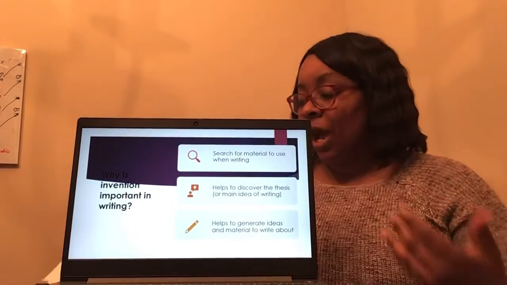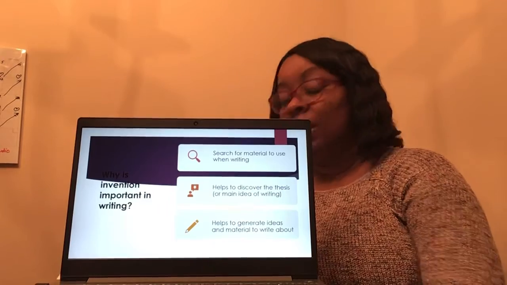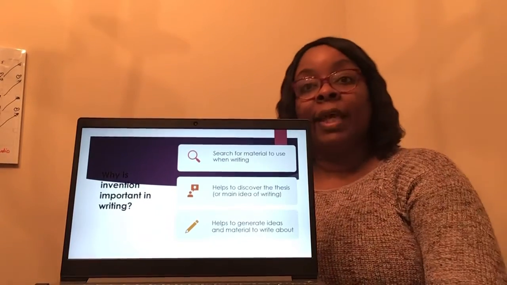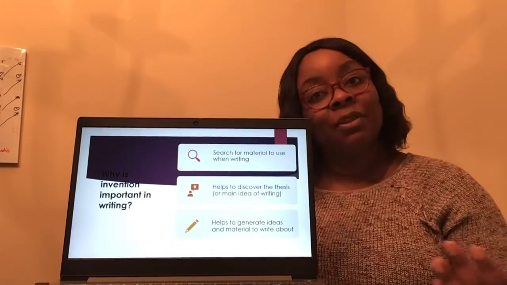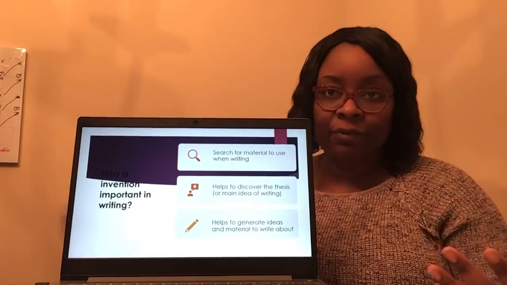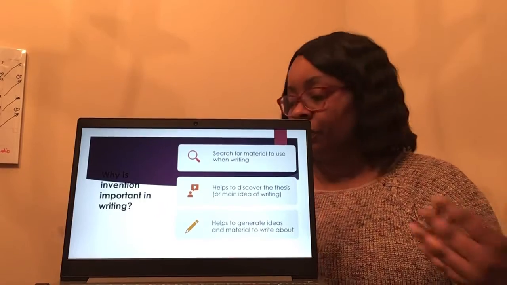Now you may ask, why is invention important to writing? Well, like I stated before, you need to have something to write about. And in order to have something to write about, you're going to have to generate ideas.